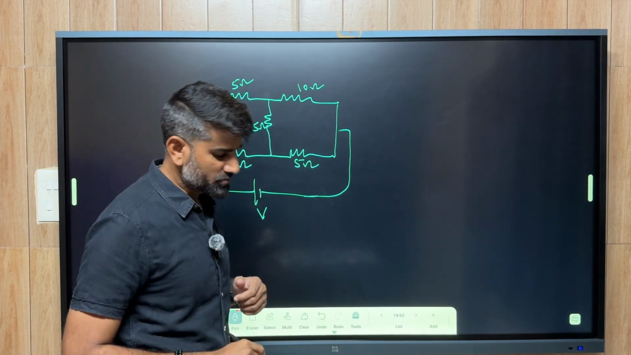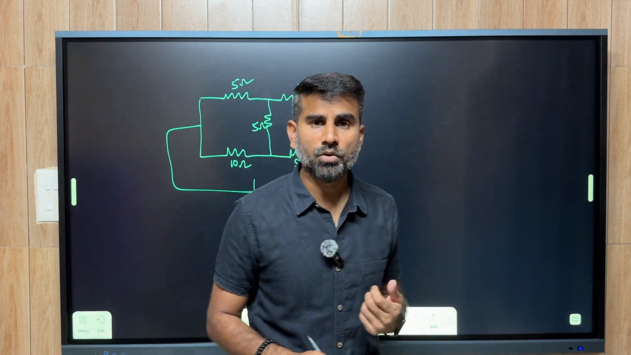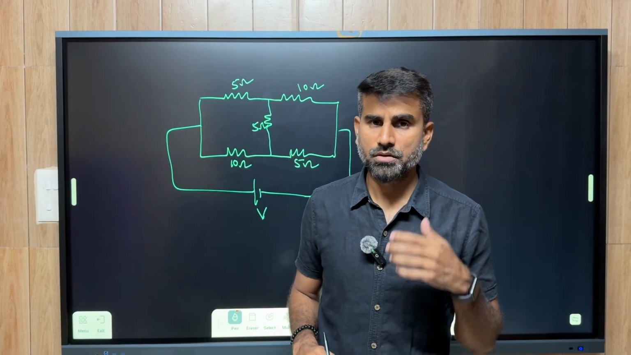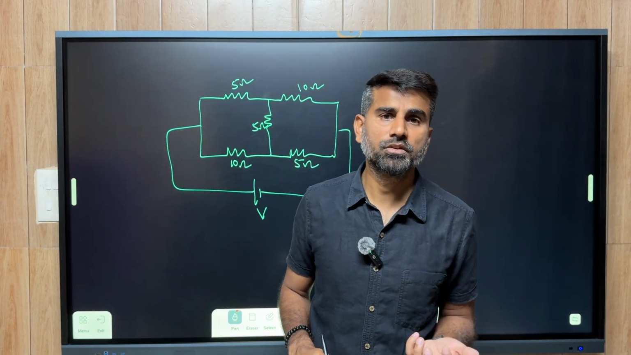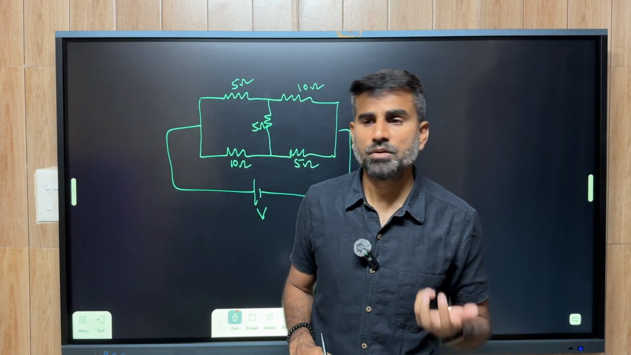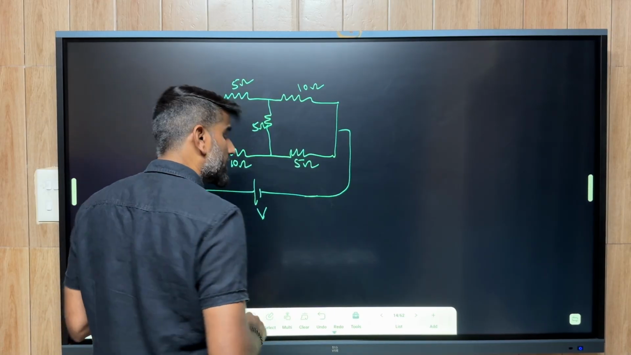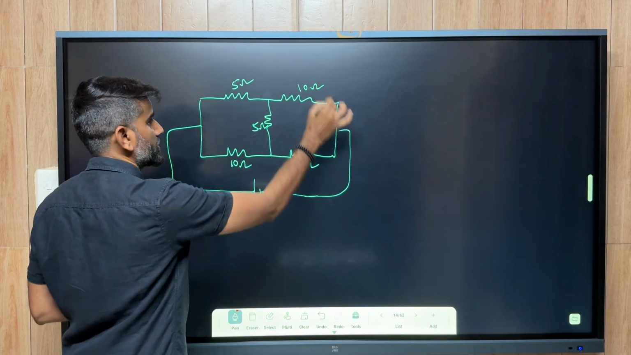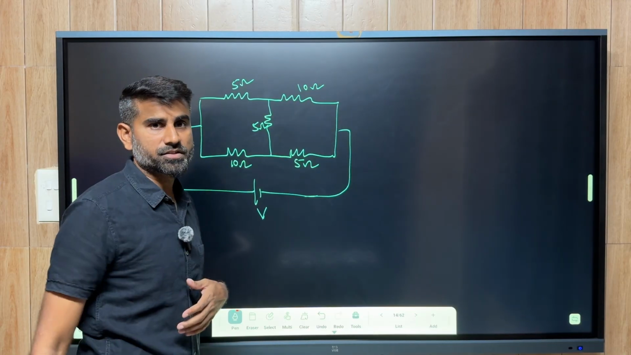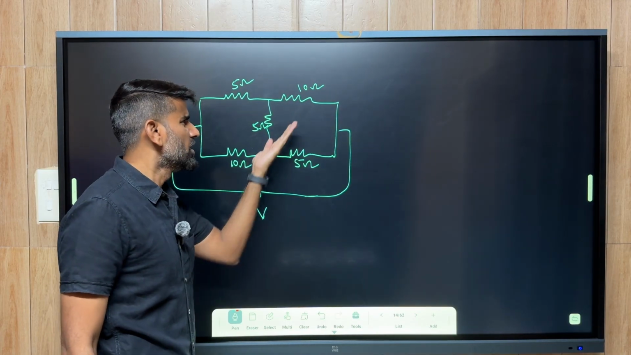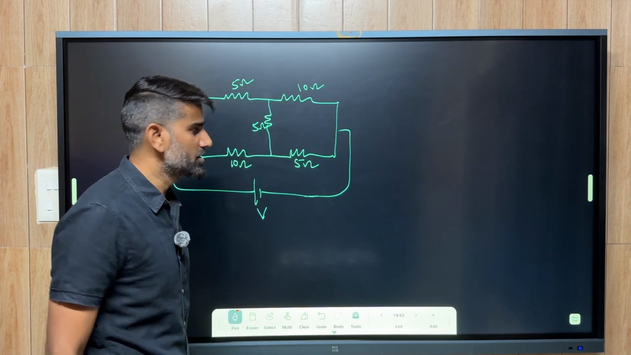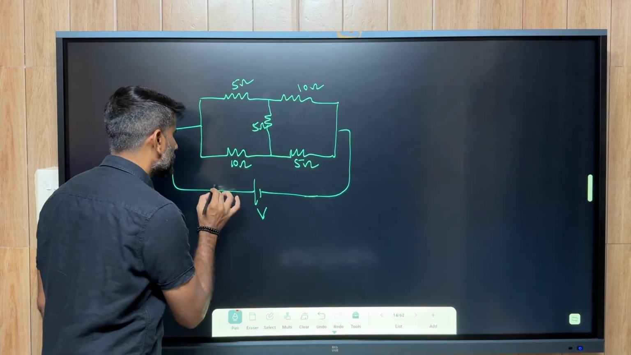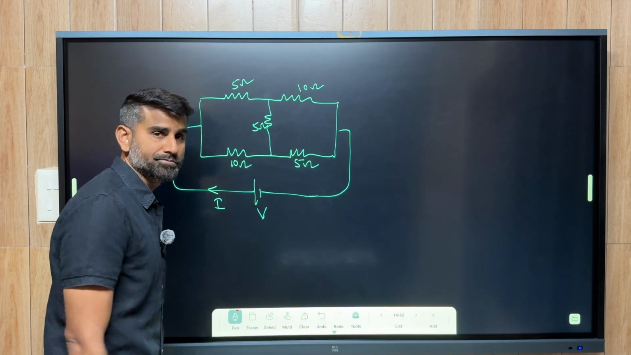This is actually called an unbalanced Wheatstone bridge, which we will discuss in the later lectures. But anyhow, we use the current division method to solve this question. We are going to find the equivalent resistance, and of course you can find the current in each branch as well, each resistor as well. I'm taking the total current out of the battery as I.